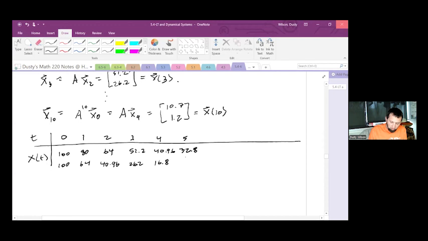I've crunched these numbers separately, but each time you would find them by simply taking A and multiplying it by the previous value. If I want to find the sixth value, I would take A and multiply it by my x(5). For t equals 6, 26.2 and 6.9. For 7, 20.1 and 4.4. For 8, 16.8 and 2.8. For 9, 13.4 and 1.8. And for 10, 10.7 and 1.2.